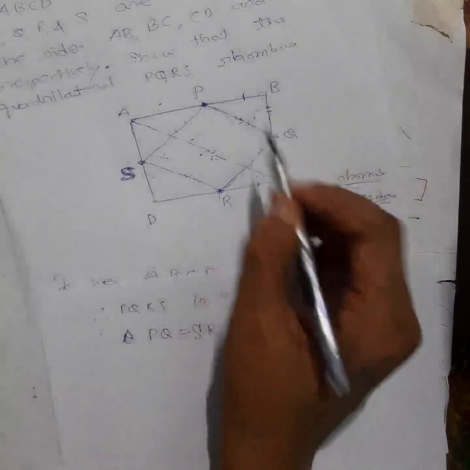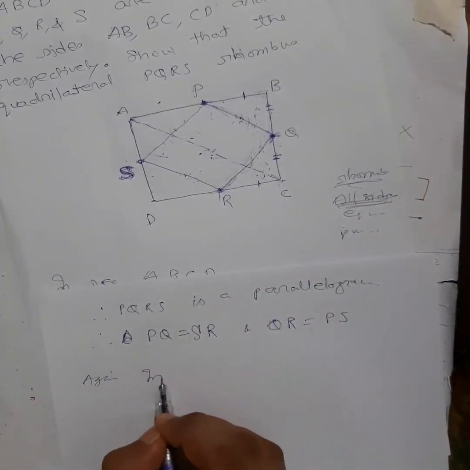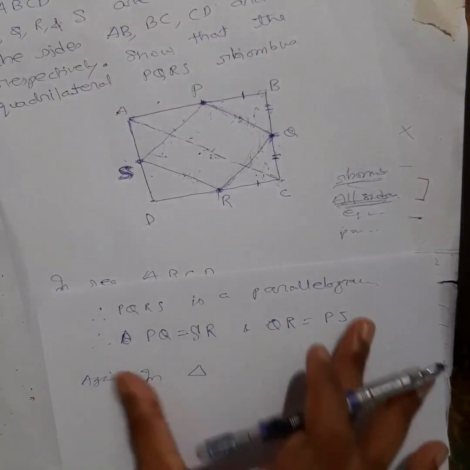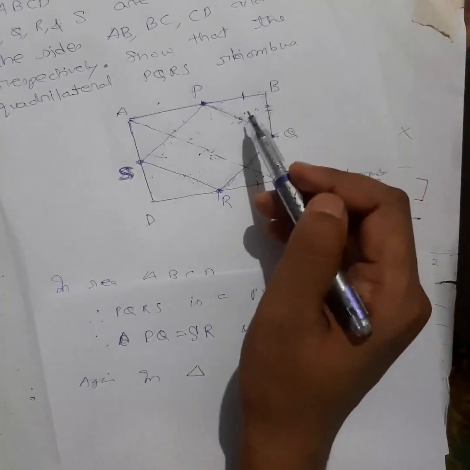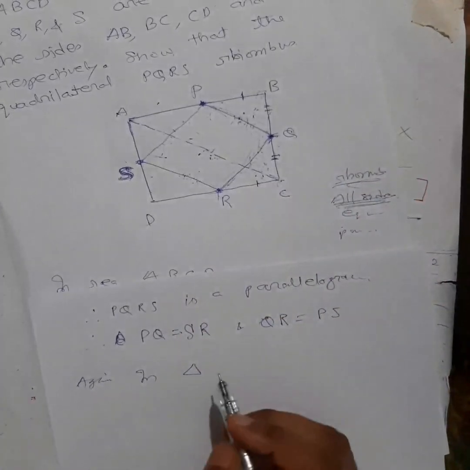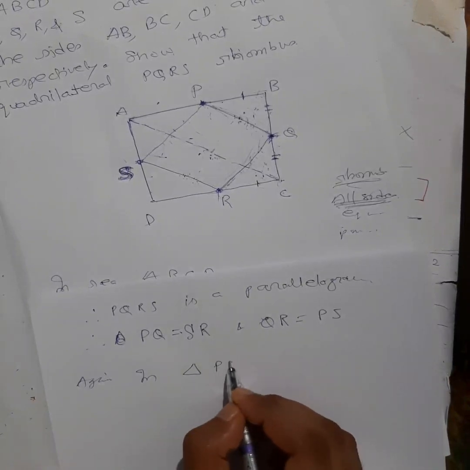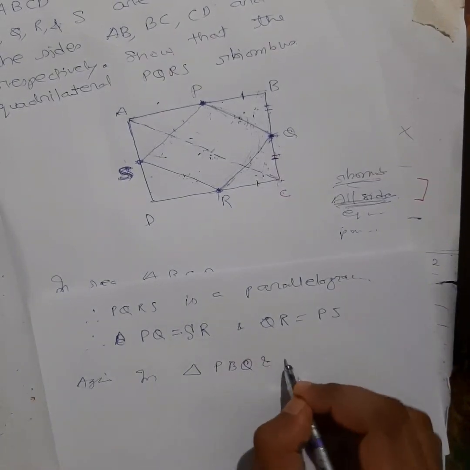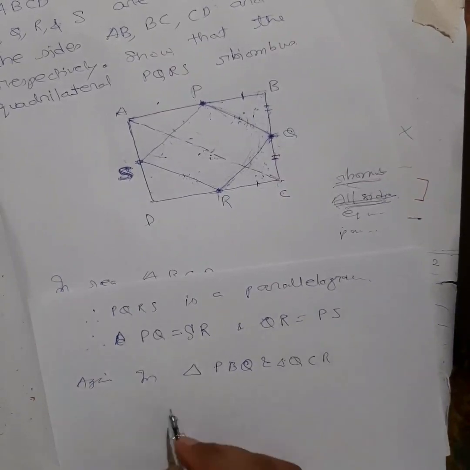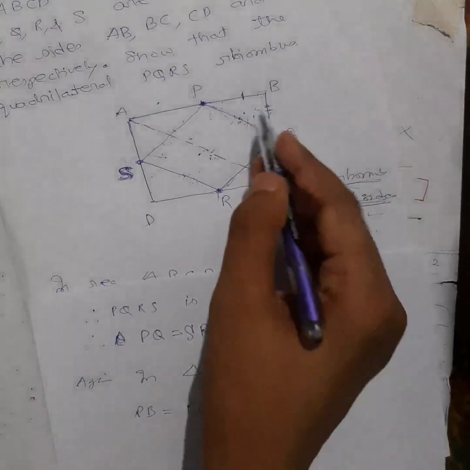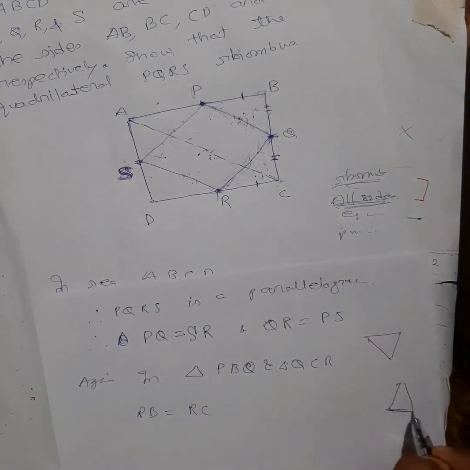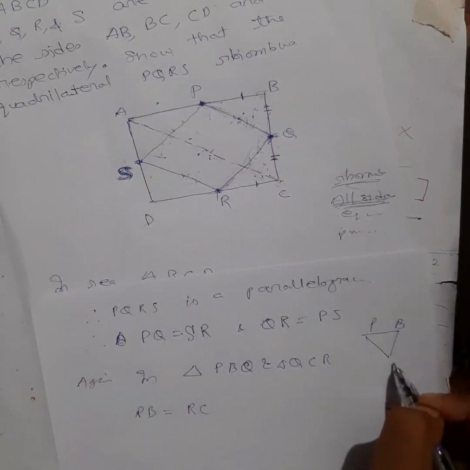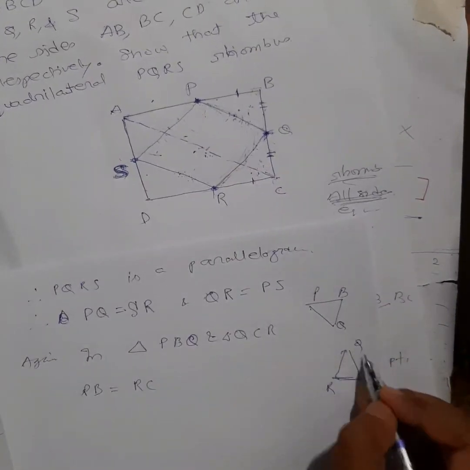So for that, which triangle will I take? Again, in triangle, can you see how I'm writing the theory here? First I have tried to understand from the diagram itself how I will find the solution. So those things simply I'm writing here. Okay, so in triangle PBQ and QCR, what will I do? PB is equal to RC. If you have confusion, draw the diagram separately. This triangle and this triangle. Okay, this is your PBQ and this is your RQC.